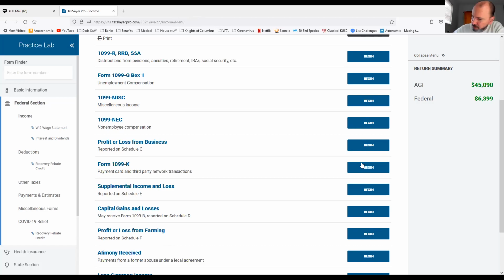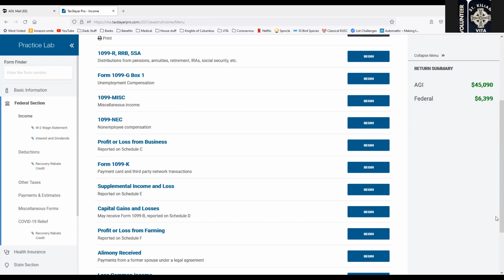Prize winnings, as I mentioned before, for our purposes, prizes are going to be a taxable event. There are certain prizes that are not, but for our purposes, they will be included as a taxable item.